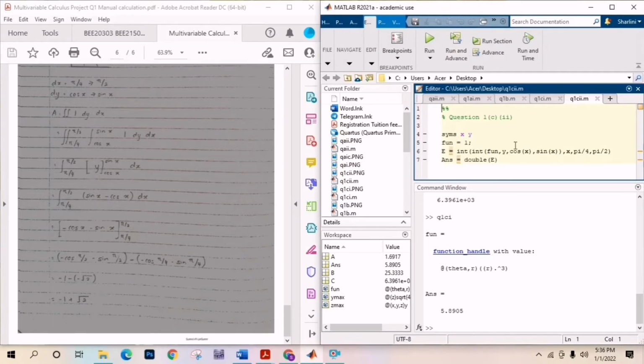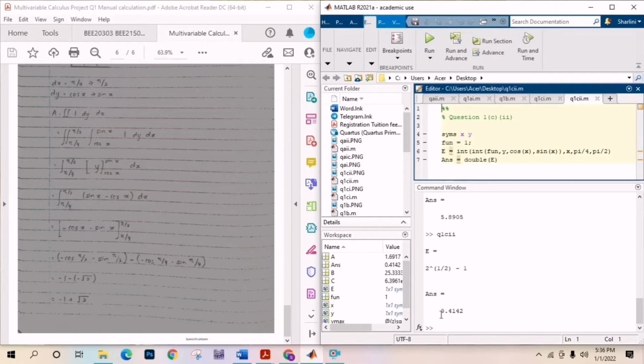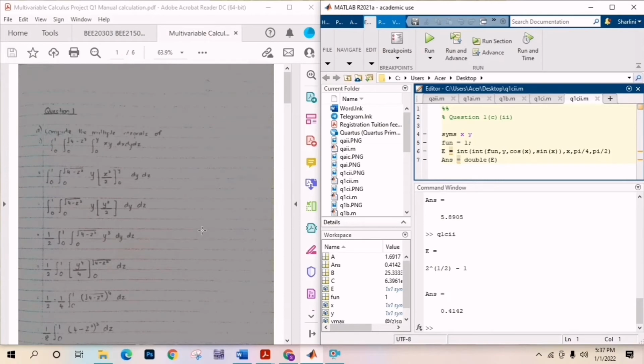This is the program for question 1C2. We run the program now. So here the answer is 0.4142, and 0.4142 is equal to negative 1 plus square root 2. We can check the answer in a calculator. So the answer for question 1C2 is also proven. All the questions for question 1 are proven in MATLAB programming. And that's all from me. Thank you.